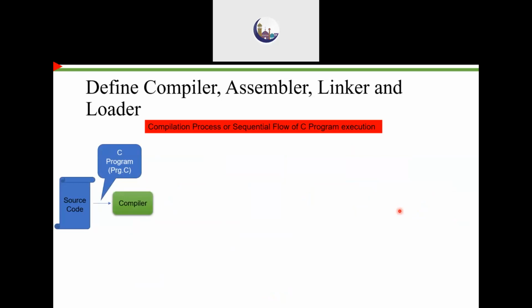We have our source program first, which is our C language program. The C language program will be given to the compiler to compile it, because C language is an English-like language, which cannot be understood by the computer. But the English-like language should be converted into ones and zeros, which can be understood by the computer. Now, in order to convert it, we make use of the compiler.